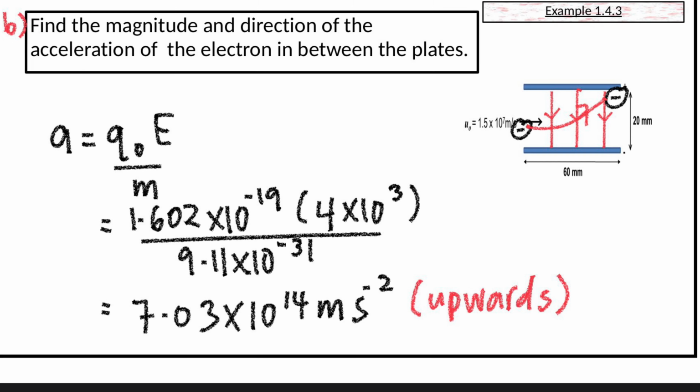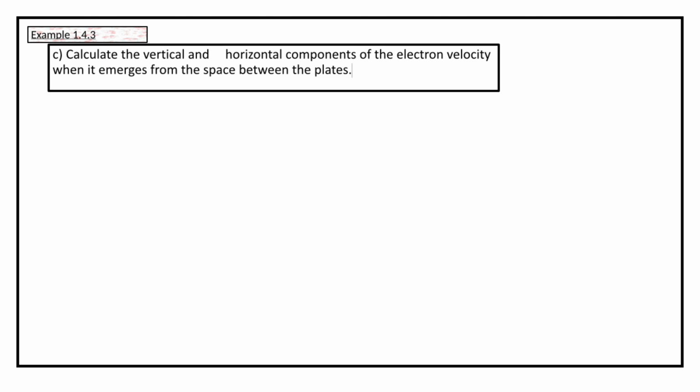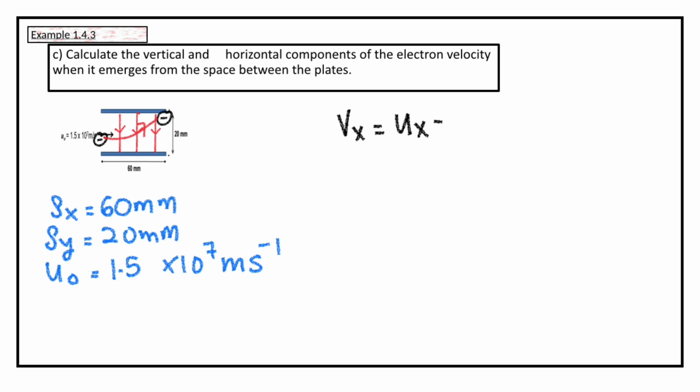C, calculate the vertical and horizontal components of velocity when it emerges from the space between the plates. So we have Sx, Sy, and U naught, and we know that Vx equals Ux equals U naught, which is equal to 1.5 times 10 power of 7 meter per second. And then Vy, how to find Vy? So we can use V equals U plus At. Uy equals 0, but we don't have T.